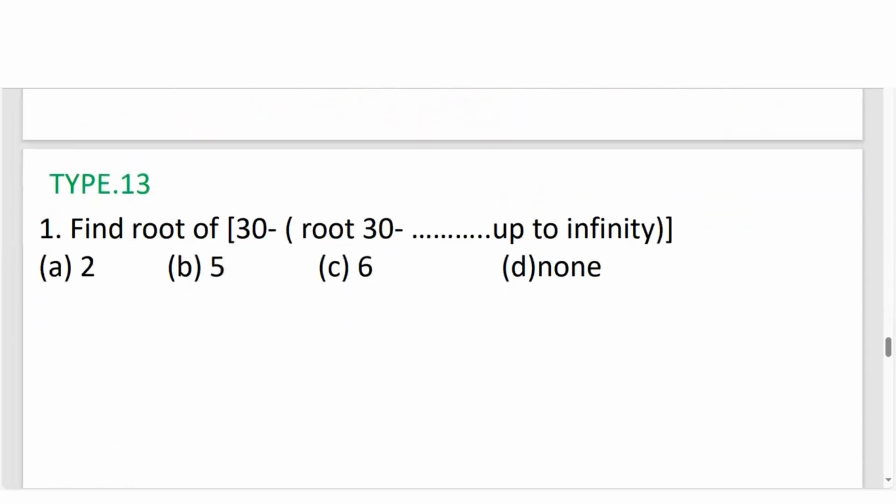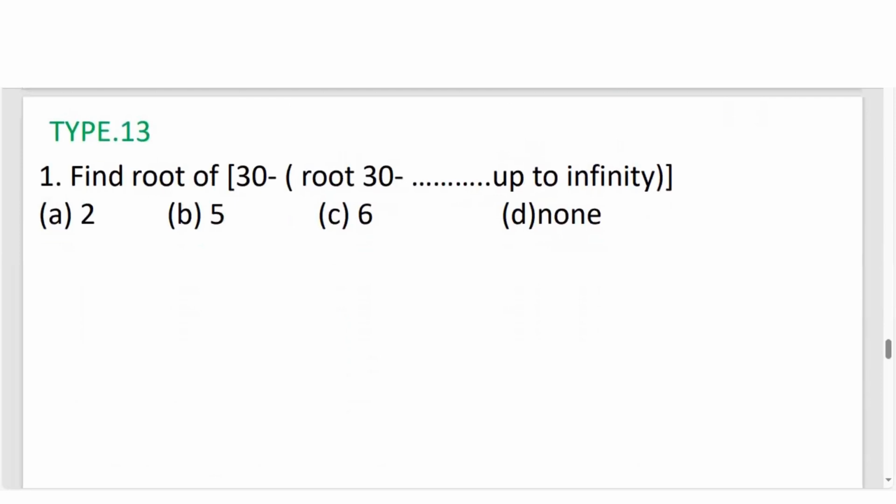So the next question is type number 13. Same type of question: find root of 30 minus root of 30 up to infinity. So our question is, we are finding root of 30 minus root under 30 again minus root under 30, and this goes up to infinity. Again, we are solving this question by two methods: the basic concept and after that the shortcut.